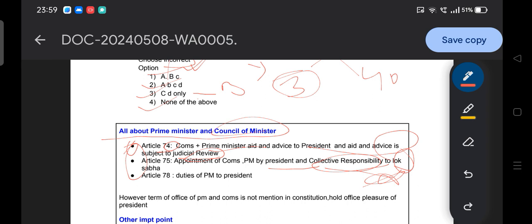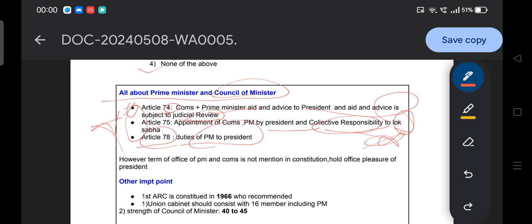Then moving to the next, article 75, the duty of the prime minister to the president. What are the duties and the relation of the prime minister to the president is mentioned in our article 78. So these are your articles with respect to the prime minister. We have quickly discussed them. Now let's see what is mentioned here.